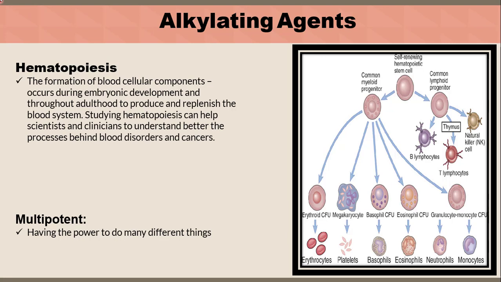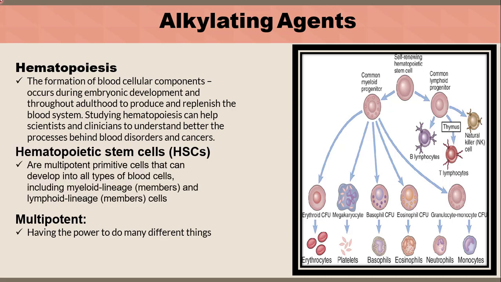As illustrated in the picture here, hematopoietic stem cells are multipotent primitive cells that can develop into all types of blood cells, including lymphoid lineage cells, which can differentiate to produce B lymphocytes, T lymphocytes, or even natural killer cells, and the myeloid lineage, which can differentiate to produce erythrocytes, platelets, basophils, eosinophils, neutrophils, and monocytes.